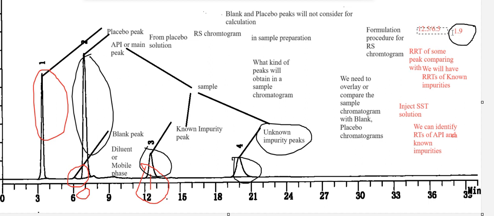By knowing the RRTs, we can identify whether it is a known peak or an unknown peak. By this we can process a simple RS chromatogram for a formulation. Okay, thank you.